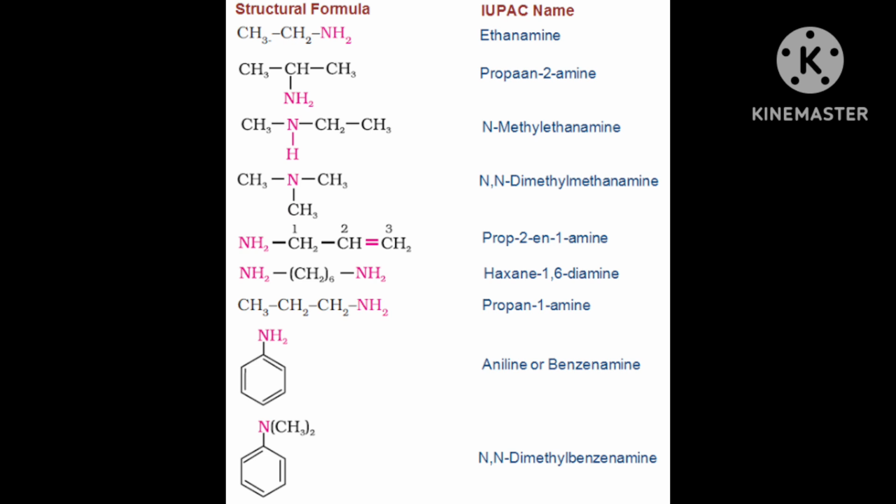Now suppose a methyl group is attached to this aniline at the ortho position, next to NH2. Then you will call it ortho-toluidine, the common name. And what is the IUPAC name? Then with respect to NH2, the methyl group is at carbon number 2. Then it is called 2-aminotoluene.